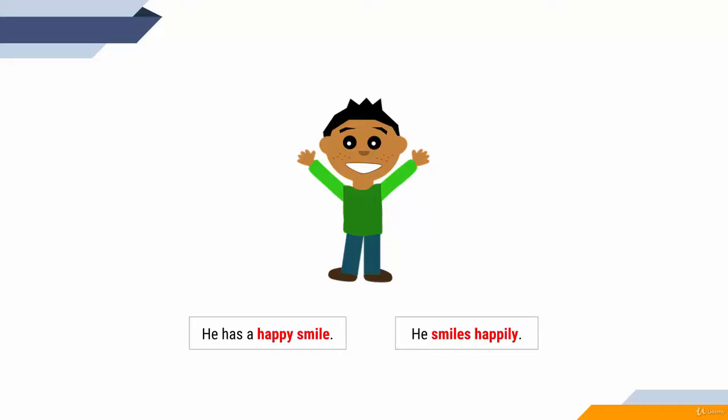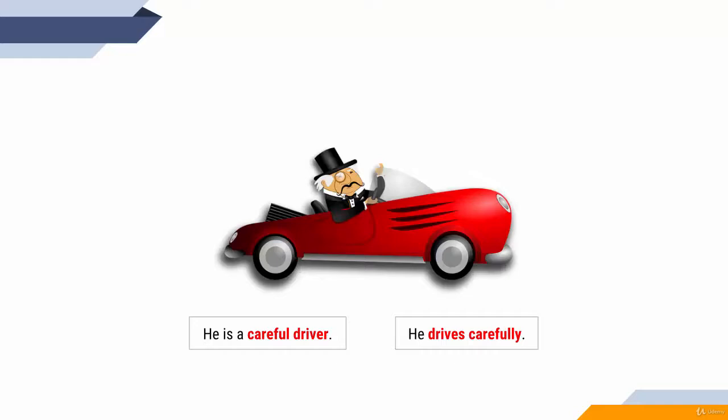Look at the second sentence now. He smiles happily. Smile here is your verb, and the adverb comes after the verb. The adverb is formed with ly at the very end. So this is what you understand from our very first example. He has a happy smile, happy adjective. He smiles happily, adverb.